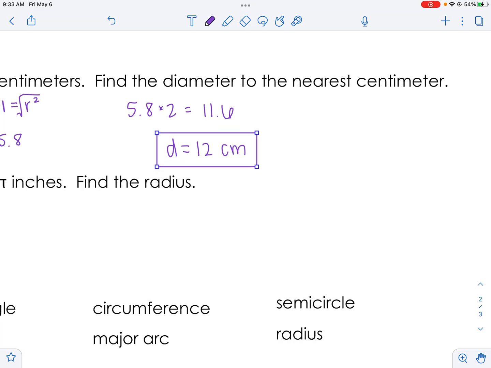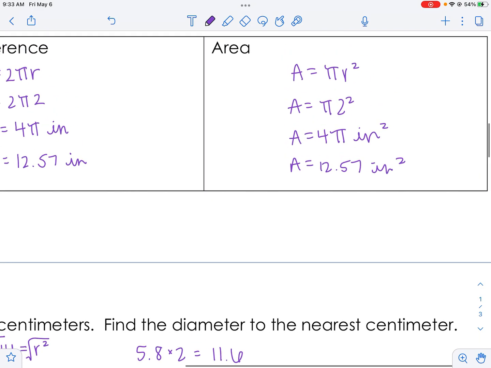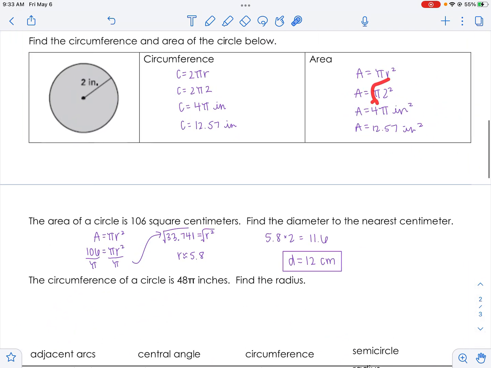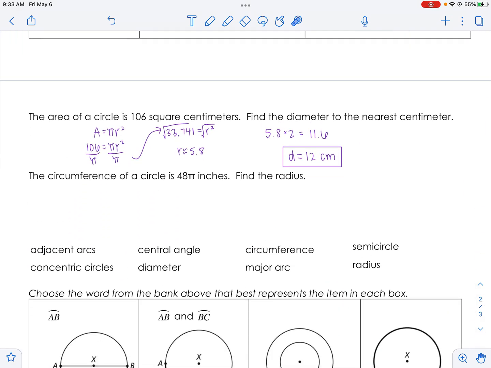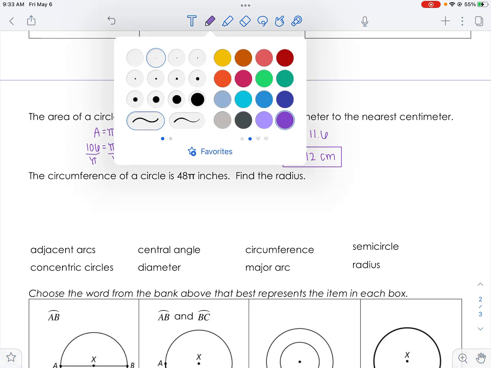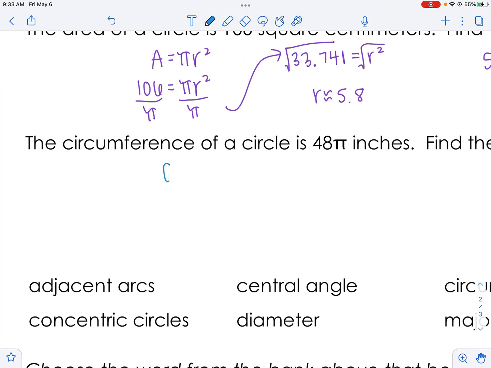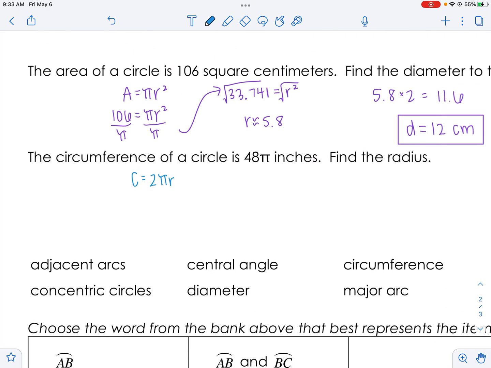So if you can go forwards, you can go backwards. We're just undoing the steps that we did in that previous problem. So instead of multiplying by pi, we divided by pi and then we square root. That was it. Now if we have the circumference, now I'm going to use the circumference formula. So the circumference is 48 pi, find r. So my circumference formula, I'm going to use 2 pi r because the question asked me for the radius.